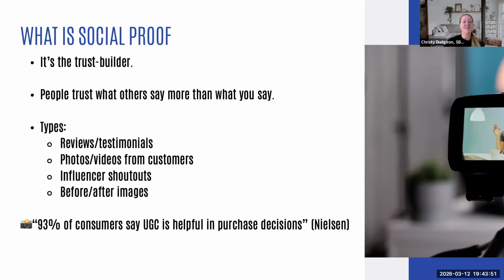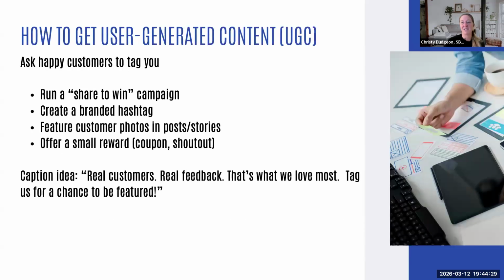Influencer shout outs. We can certainly give influencers free products or pay them, or ask them to give us a shout out, right? Things can really take off if an influencer, who has a bunch of followers, says something great about our product. That's why they have as much power as they do. And also before and after images. If you're a contractor, potentially a home remodeler, for example, and you've got the before pictures and the after pictures, that's social proof, right, of the great work. So 93% of consumers say that UGC is helpful in making those purchasing decisions.